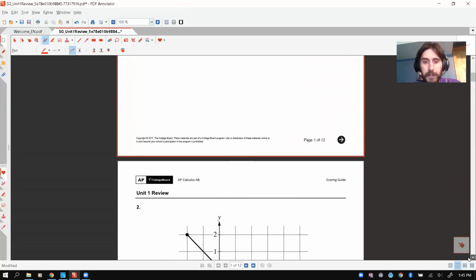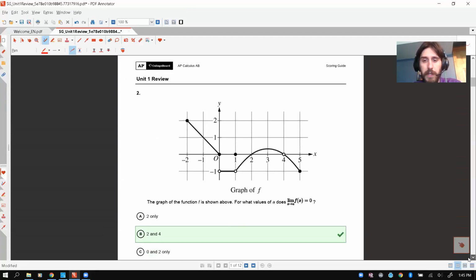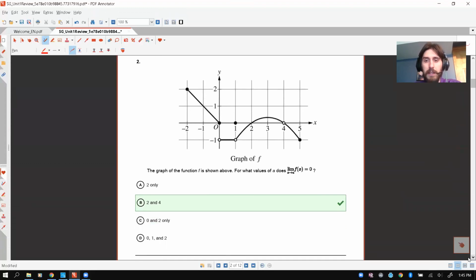For number 2 here, we have a similar situation. We're asked to find the limit for the graph of the function f. What value of a makes the limit as x approaches a of f of x equal 0? So here, again, x approaches a. We're looking for a value of x where f of x is going to approach the y value of 0. So if we look at our graph, again, the limit as we approach from the left and the right both have to be 0 as we get closer and closer to whatever value we're looking at.